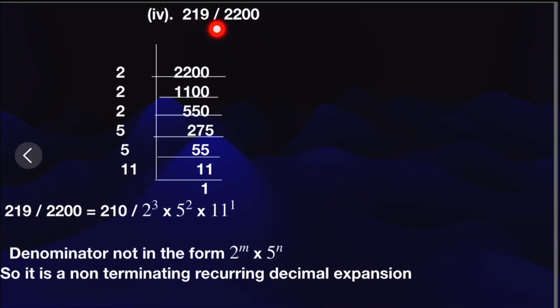Number 4, 219 upon 2200. Factorize it. Here the denominator is 2 raised to 3 multiplied by 5 raised to 2 multiplied by 11 raised to 1. Again, this is not the standard form, so it is a non-terminating decimal expansion.